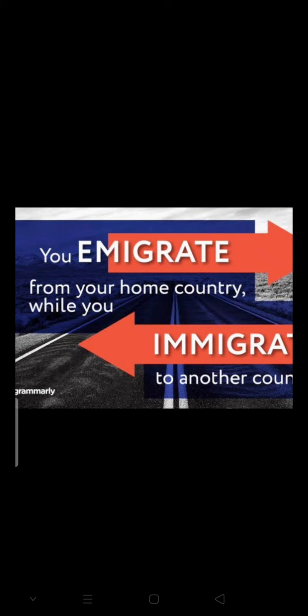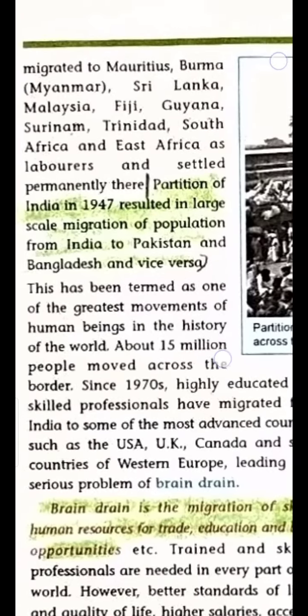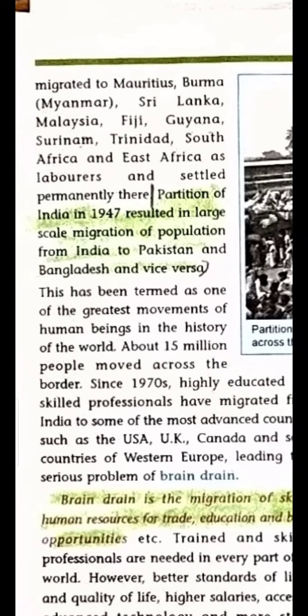Instances of Indians migrating to other countries have been noticed in historical times, and in the 19th century, many Indians migrated to Mauritius, Burma, Sri Lanka, Malaysia, Fiji, Guyana, Suriname, Trinidad, South Africa and East Africa as laborers and settled permanently there. They were leaving our country, India, and going to these places and settling there. And what were they doing actually? They were settling there as laborers.